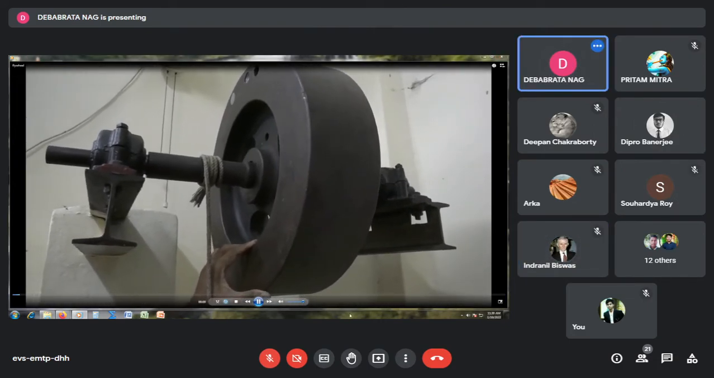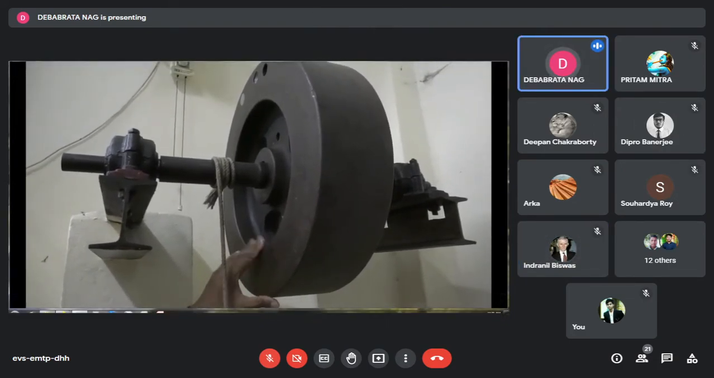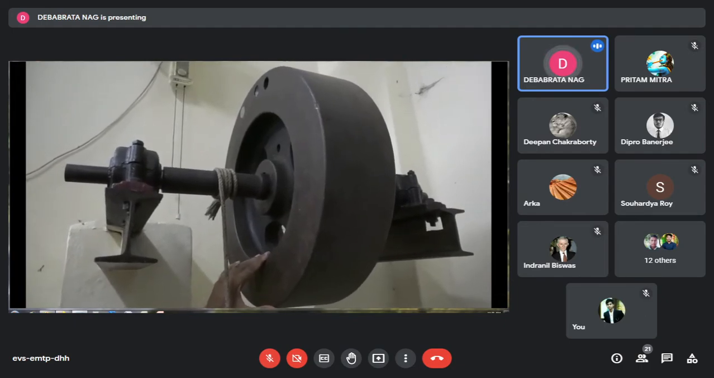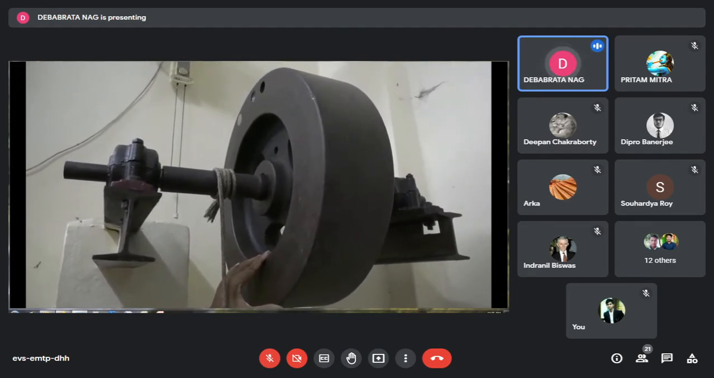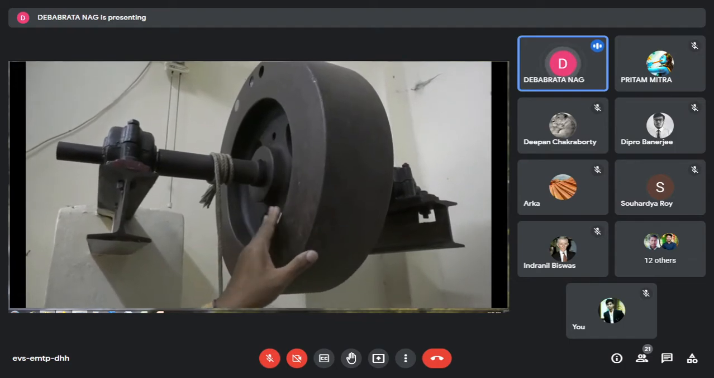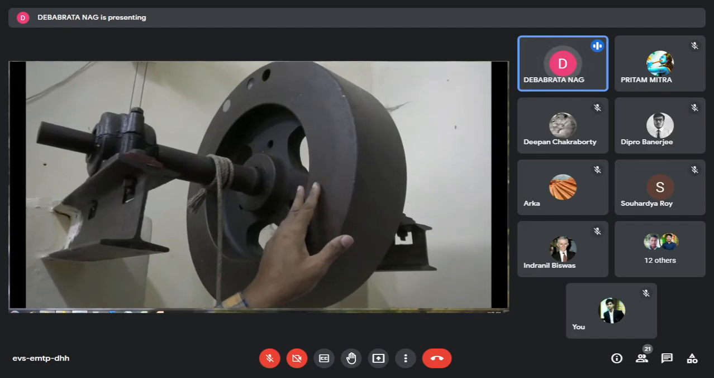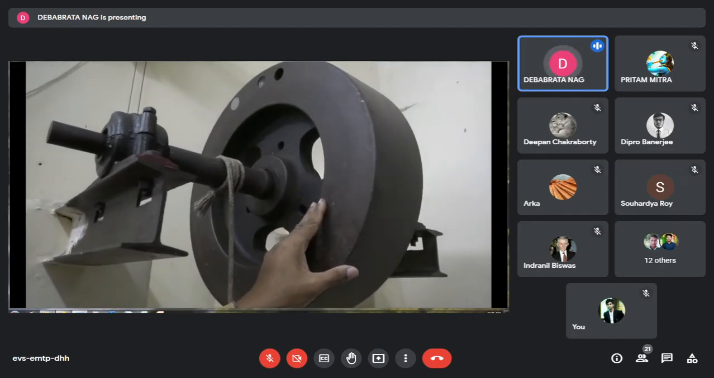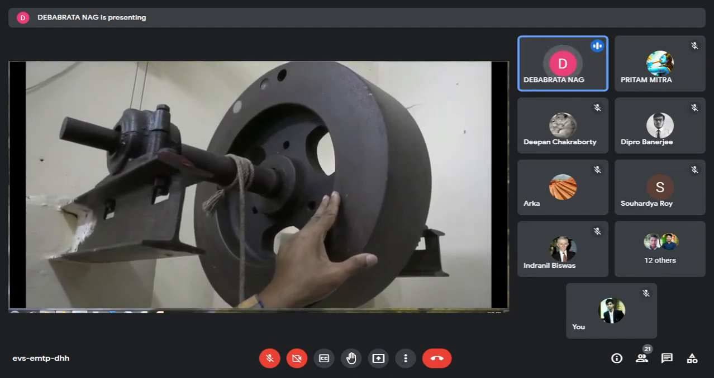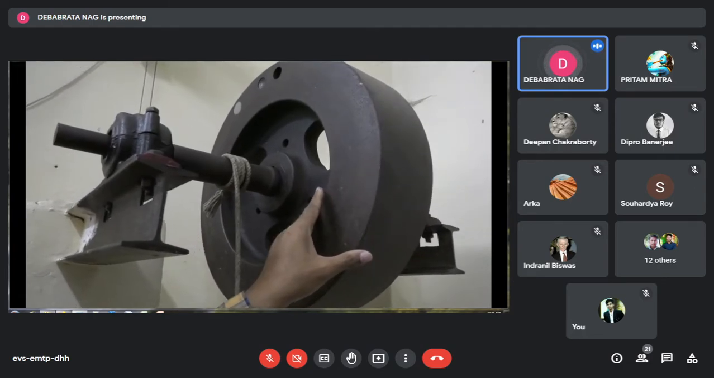Radius of gyration. এটা দেখো. So I will explain the experimental setup first, and then I will explain the experimental procedure. So first let us see which one is the flywheel. So this is the flywheel. Okay. So as explained in the theoretical class, this flywheel is a heavy cylindrical body. It's a heavy cylindrical body. Okay. So it has got a heavy mass.